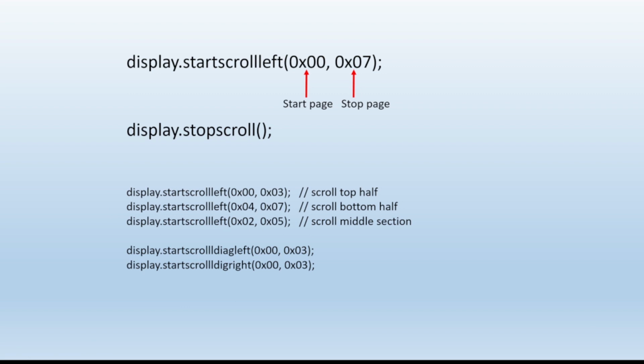Another option is to only scroll the top half of the screen by saying go from 00 to 03. Just the first 4 pages get scrolled to the left. Or if I say scroll left starting from 04 and going to 07, I'm going to scroll the bottom half of the screen. Or if I give it 2 and 5 as the parameters, the middle section. So we can leave most of the screen content on if we want and only scroll particular sections.